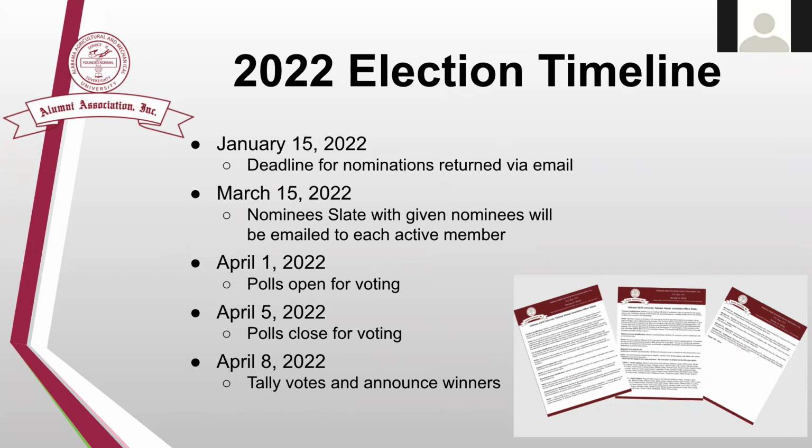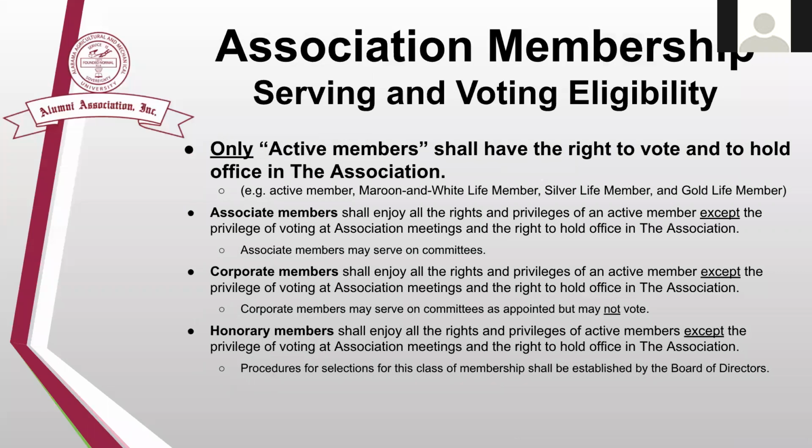On March 15th, the nominee slate will be emailed to each active member. We will make that information go out to the membership. On April 1st, our polls will open for voting via ElectionRunner. Those polls will stay open until April 5th, when the polls will close. Then on April 8th, the votes will be tallied and the winners will be announced. That concludes my information.